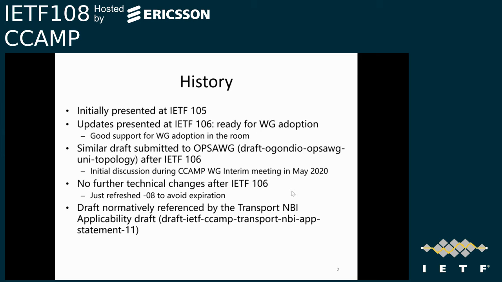draft has been submitted in the OPS area working group, and we started to have some discussion about the relationship of the two drafts in the interim meeting in May 2020. We didn't have major technical changes after IETF 106. We just did some refreshing. And this draft is normally referenced by the Transport NBI applicability draft because it's needed for discovery of the UNI links. Next slide, please.